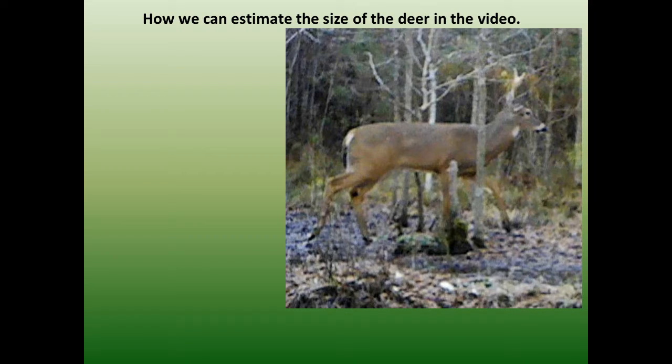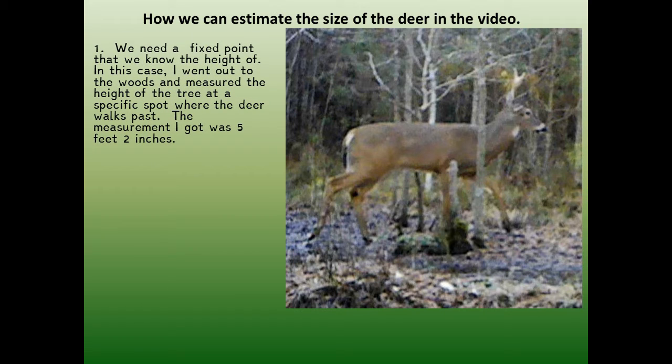To estimate the size of the deer in the video, the first thing I did was take a still shot, which you can see right here, from the video. And I chose this particular still shot because the deer walked so closely past this tree right here. So I needed a fixed point. That's why I chose this particular tree. I went out to the woods and measured the height of the tree at a specific spot, namely right here, where the deer walked past. The measurement I got at that spot was 5 feet 2 inches off the ground.